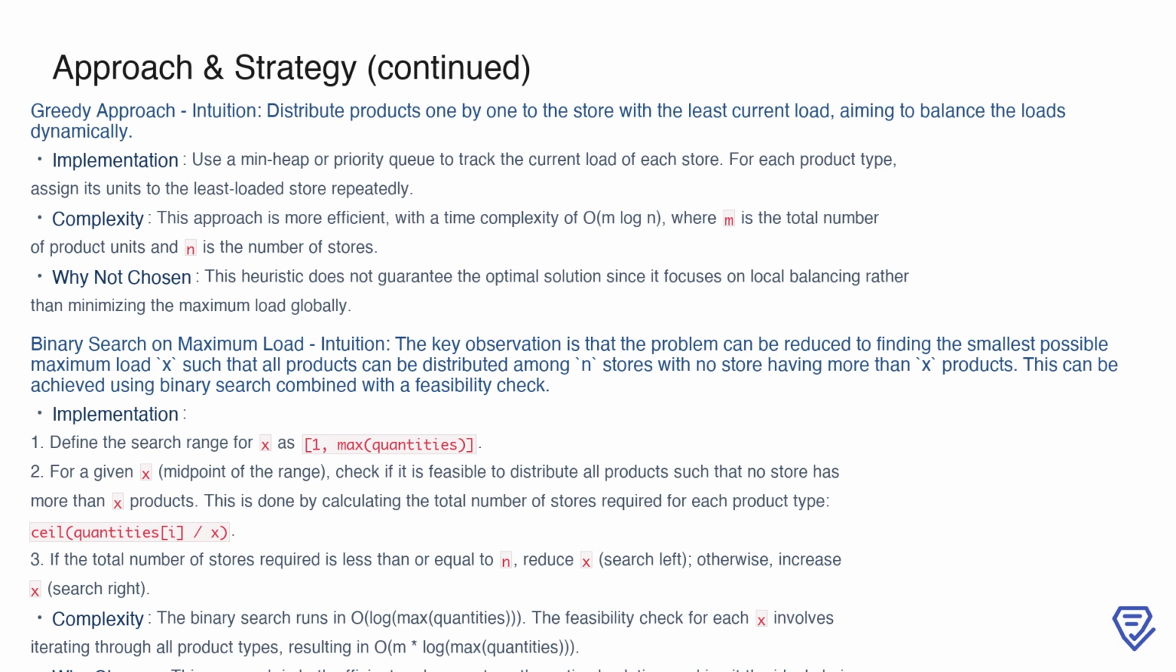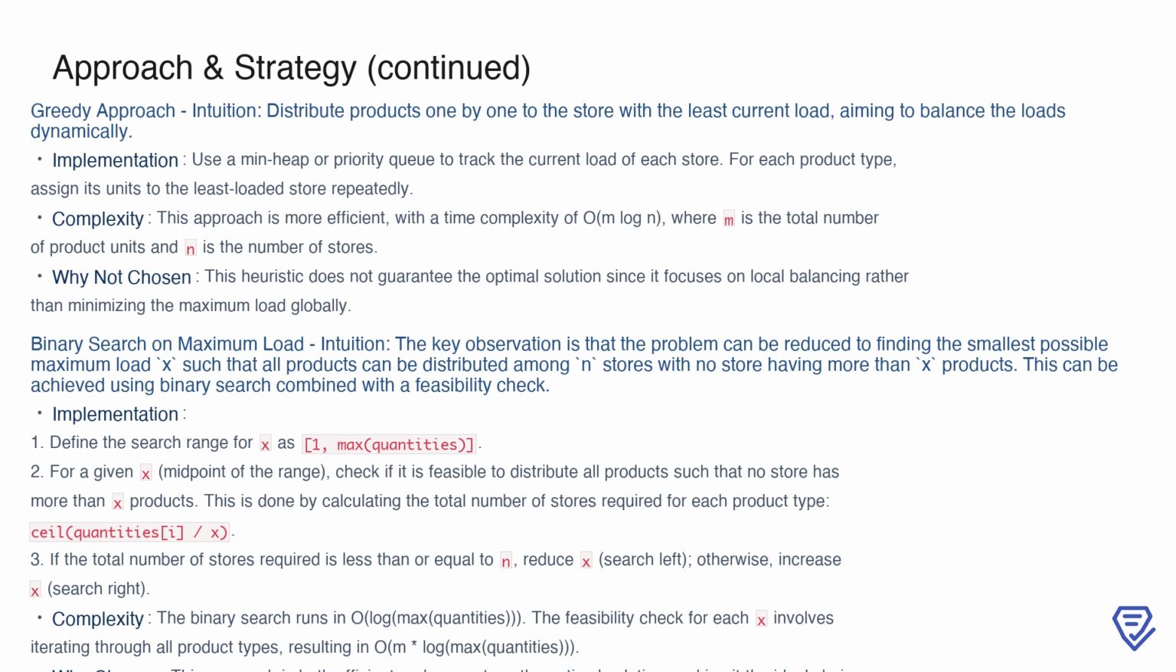To implement this, we can use a min-heap or priority queue to keep track of the current load of each store. For each product type, we repeatedly assign its units to the least loaded store. This approach is more efficient than brute force, with a time complexity of O(m log n), where m is the total number of product units and n is the number of stores. However, this method focuses on local balancing and does not guarantee a globally optimal solution.